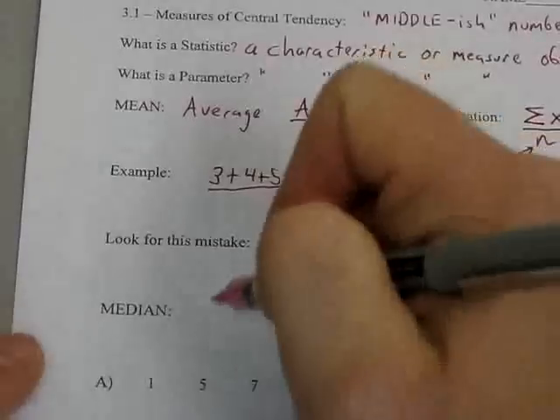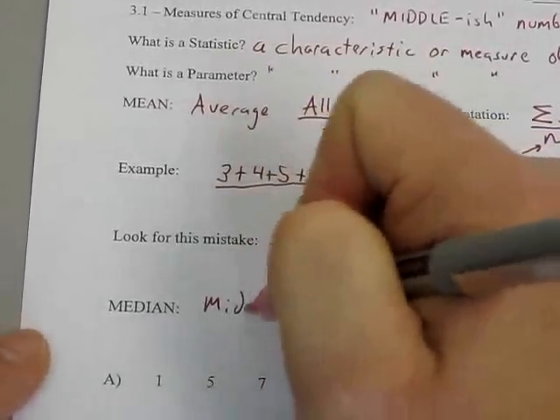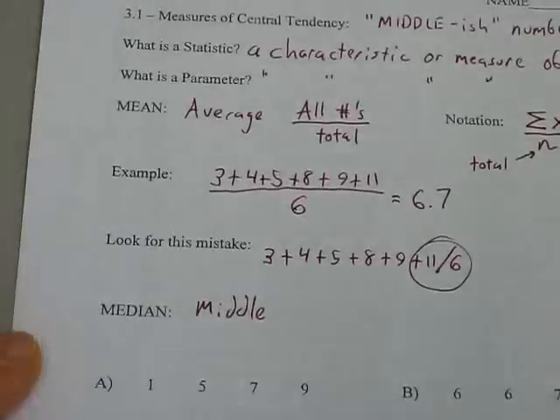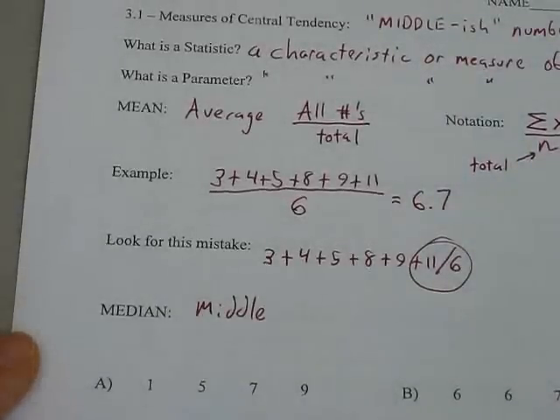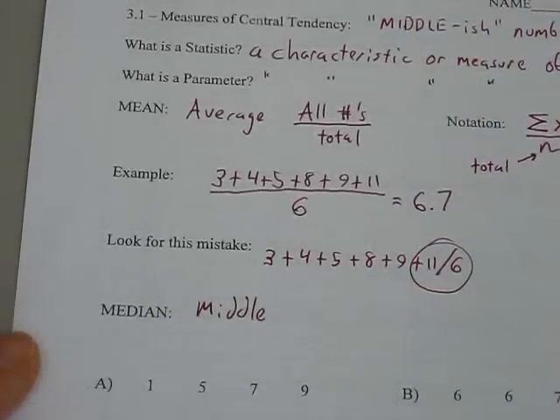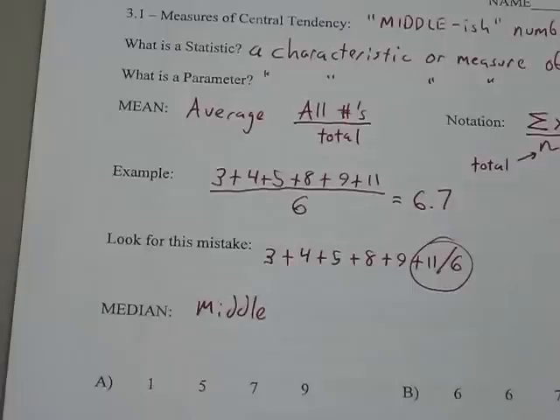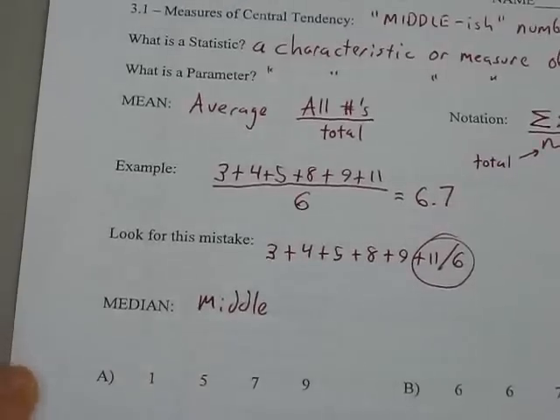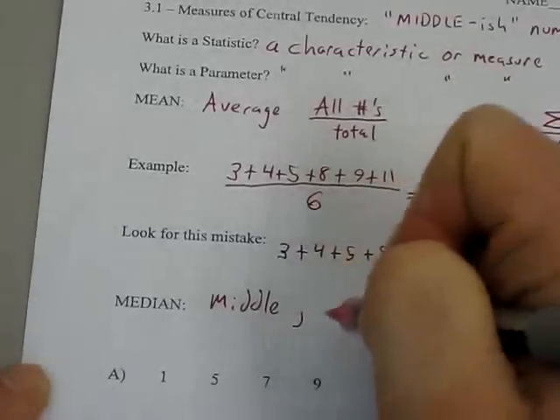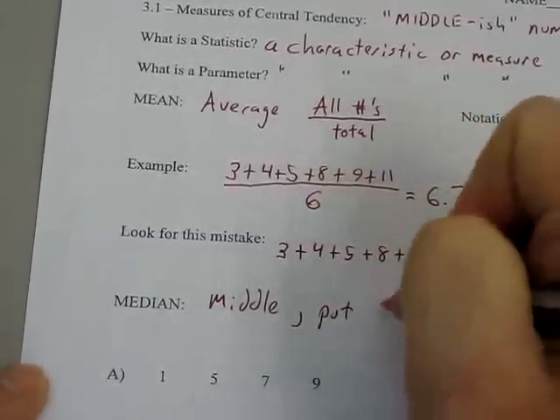The median is also known as the middle. And that's why when I said middle-ish number, I didn't want you to think that the measure of central tendency is always the median. But I prefer medians. Medians are not affected by outliers. And what you have to do first is to put the numbers in order.